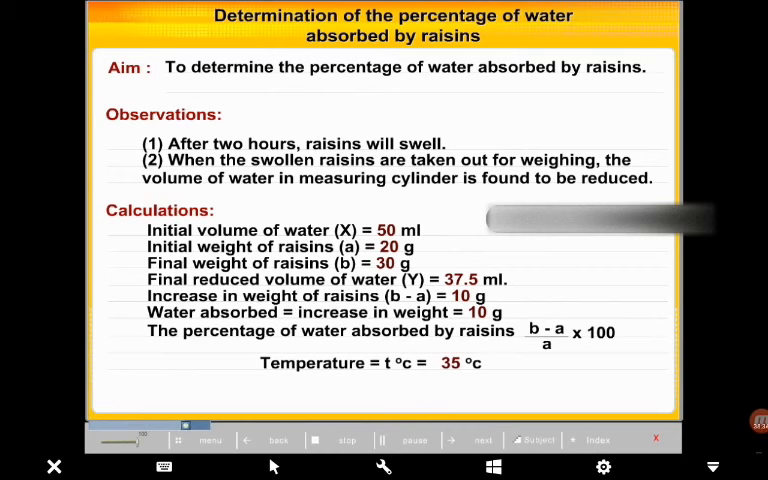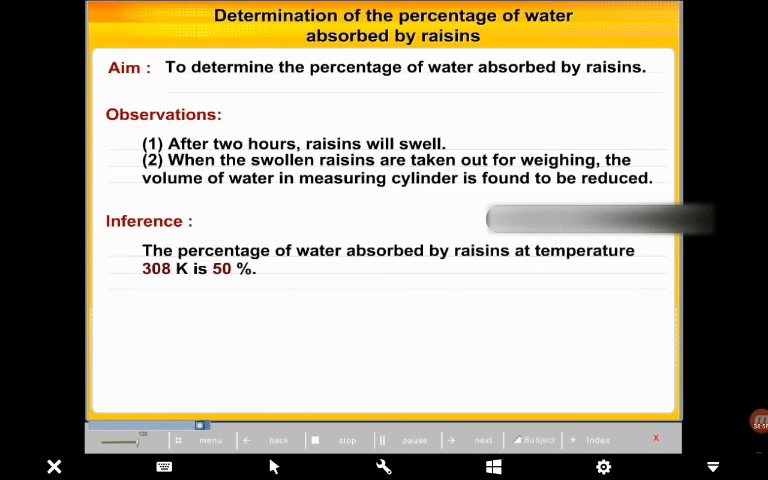Temperature is equal to T degrees Celsius, that is 35 degrees Celsius. It is equal to 273 plus 35, that is 308 Kelvin. Inference: the percentage of water absorbed by raisins at temperature 308 Kelvin is 50%.